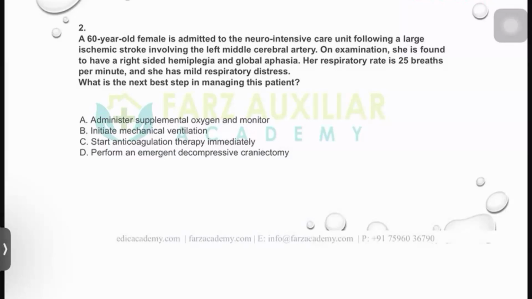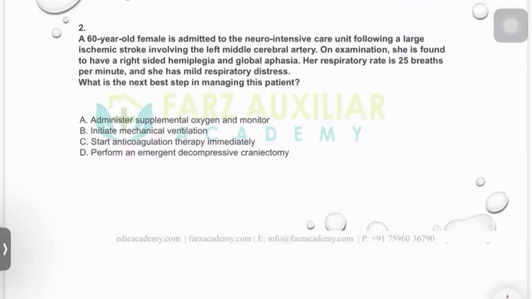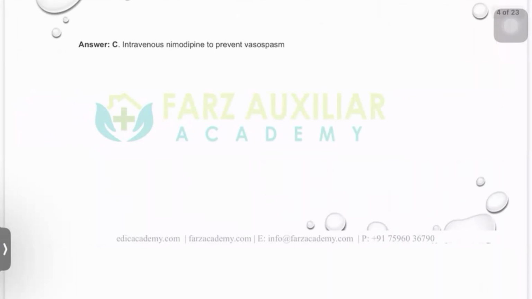Okay. So the way you can remember it: less than 8, intubate. Less than 8, intubate. This is very, very important that you have to do. Okay. I'll discuss a little SAH with you. This is very, very important.